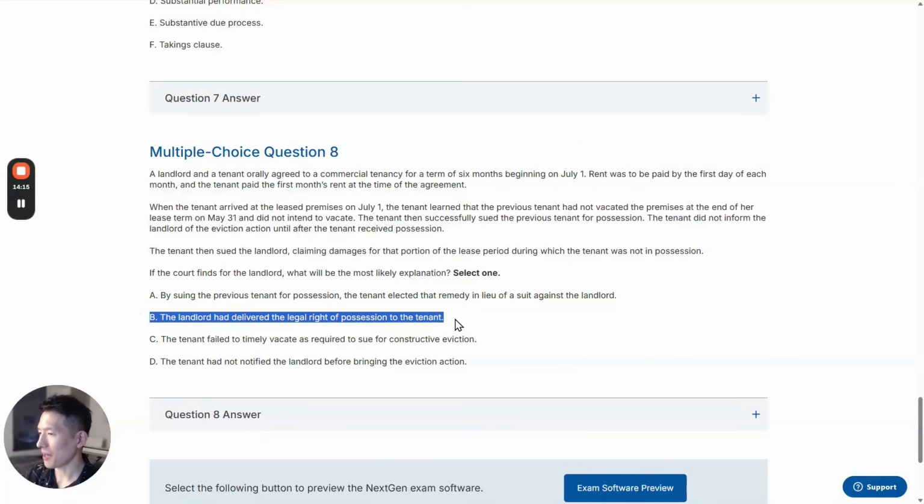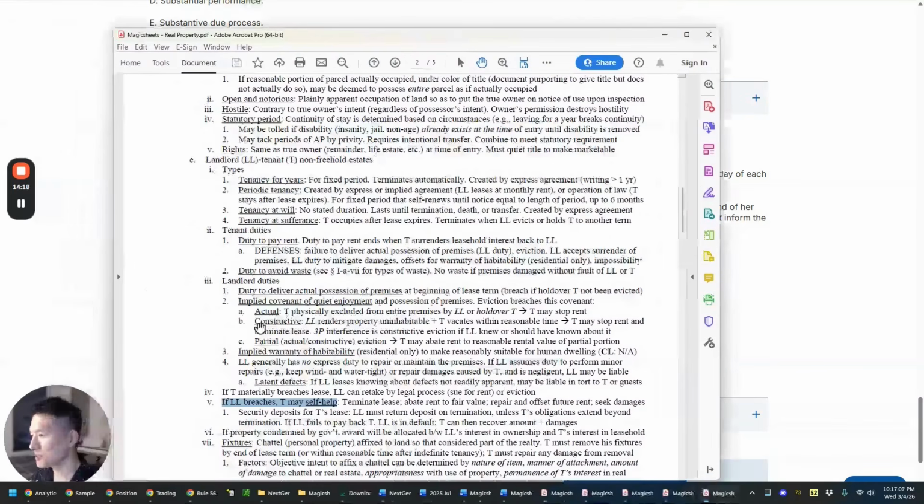Choice B, the landlord had delivered the legal right of possession to the tenant. So one of the duties of a landlord is to deliver actual possession of premises at the beginning of the lease term, and it is a breach of this duty if the holdover tenant has not been evicted. So looking at this, it looks like the landlord may have breached his duty to deliver actual possession.